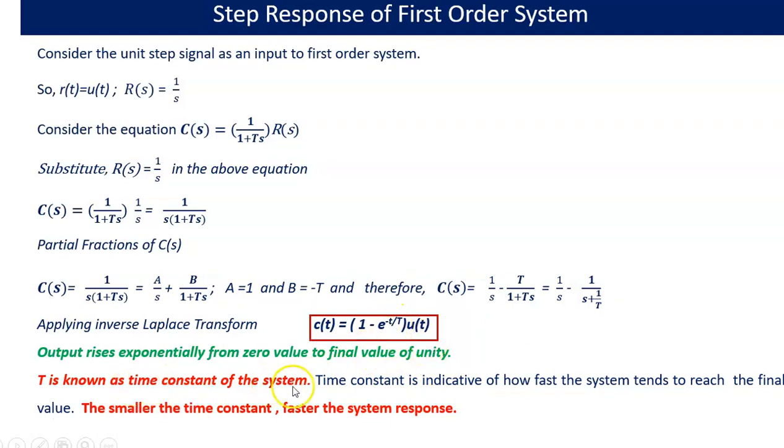This T is known as the time constant. Time constant is indicative of how fast the system tends to reach the final value. Smaller the time constant, faster will be the system response. Smaller the time constant, faster will be the response.